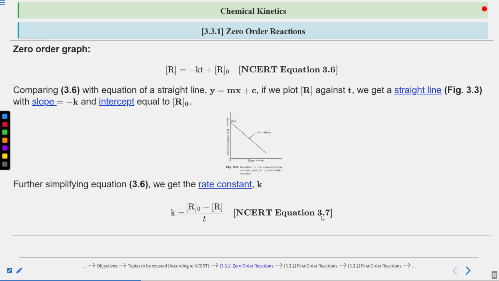Okay, there is R naught, which represents the initial concentration of the reactant at time t equals 0, and with time the concentration of the reactant is decreasing. This is what this graph is showing.